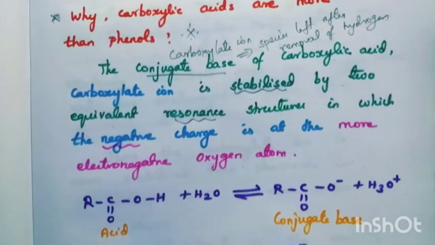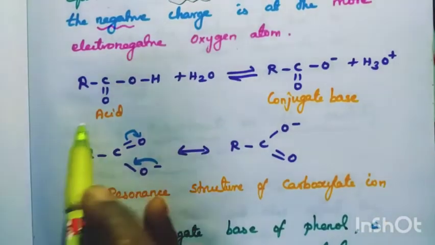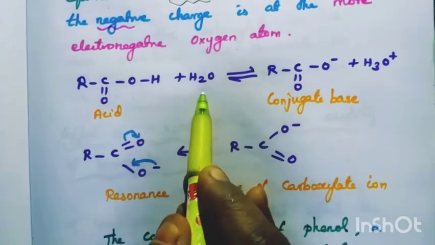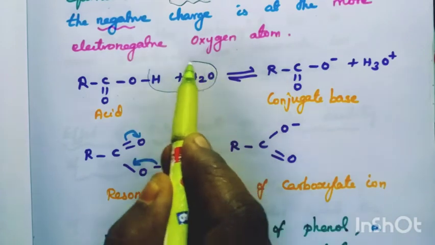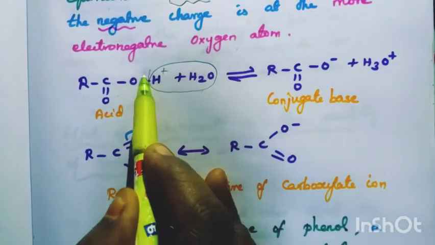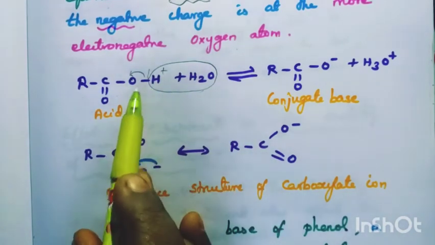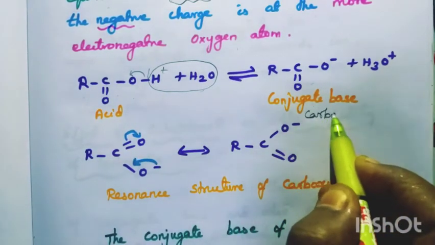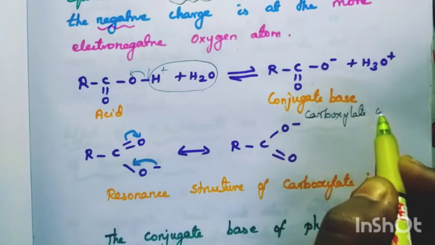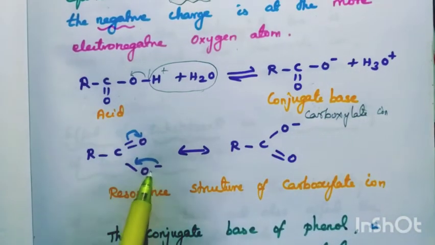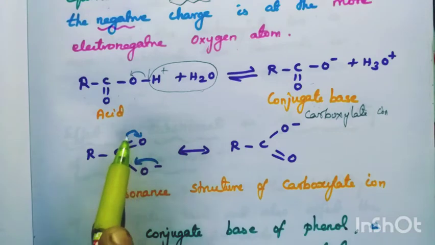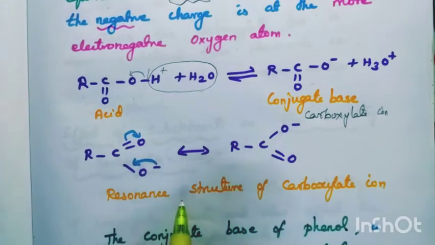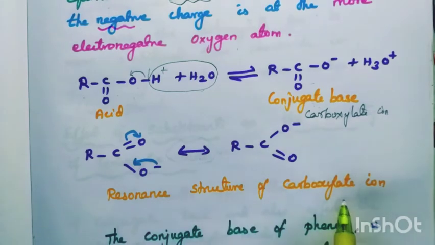Let's see the reaction, how it is placed. That is organic acid, RCOOH, the general acid, with water. We know H3O plus goes out. This plus and this minus come here, and this is RCOO minus. This is the conjugate base, that is the carboxylate ion. This carboxylate ion is involved in resonance. This minus comes here, and this shows the resonance structure.